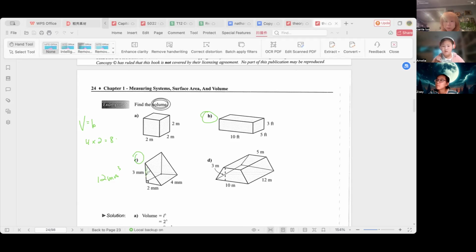So the base should be this one, right? When we're talking about the triangle prism. So 2 times 3 times half equals 3 millimeter square. So 3 times 4 equals 12 millimeter cube. Very good. Okay, let's count the 2 times 4. I did 2 times 4 by accident.